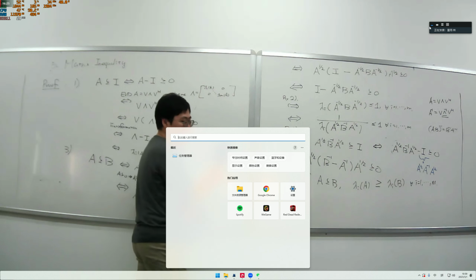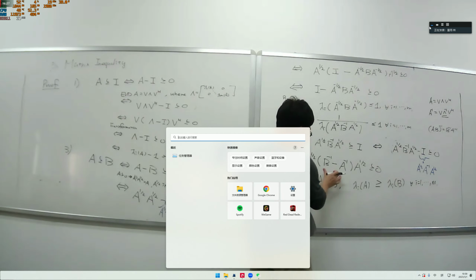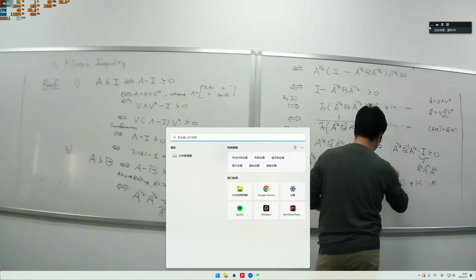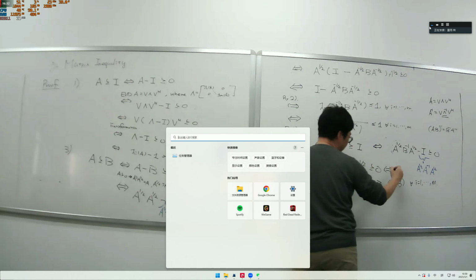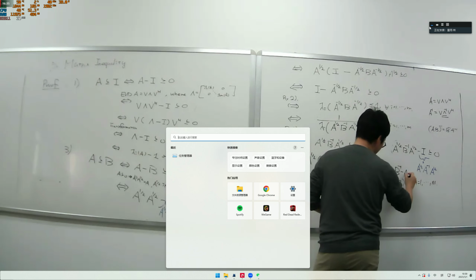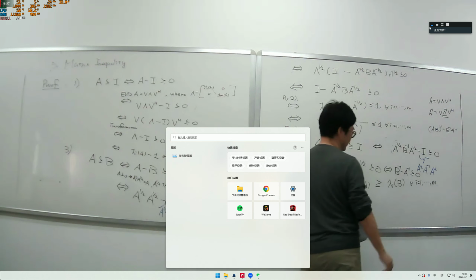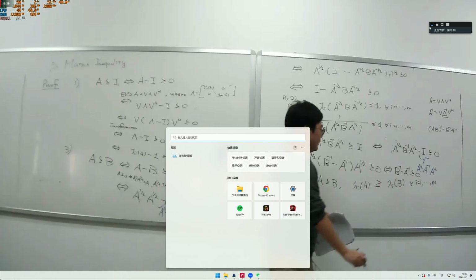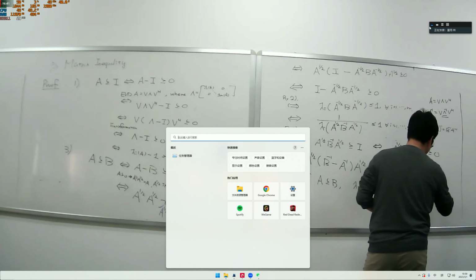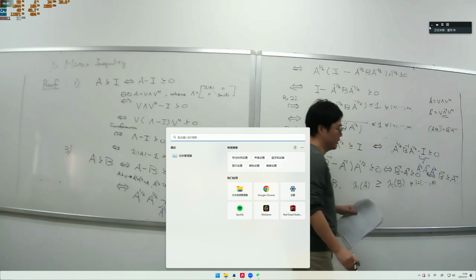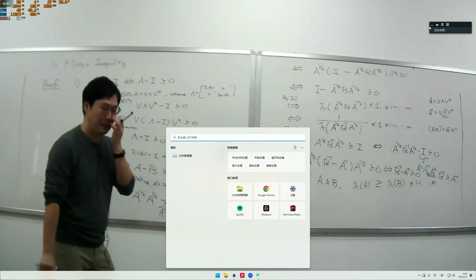It's PSD. Then again by the transformation, this is square invertible, so this implies the guy in the middle is PSD. Which implies B inverse is greater or equal to A inverse. And done.